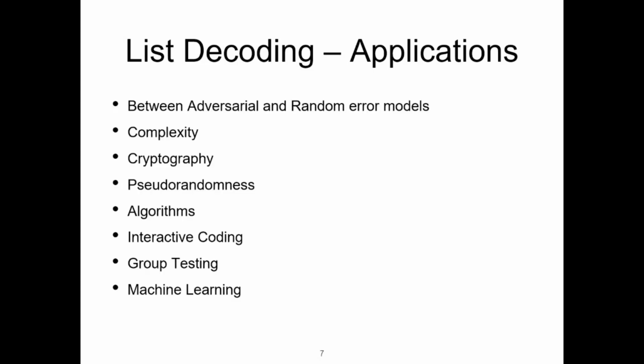List decoding has been well studied in the literature due to its importance. It may be seen as an interpolation between unique decoding for adversarial error models and unique decoding for random error models. And list decoding also has a lot of applications in other areas, such as complexity theory, cryptography, pseudorandomness, algorithms, etc.